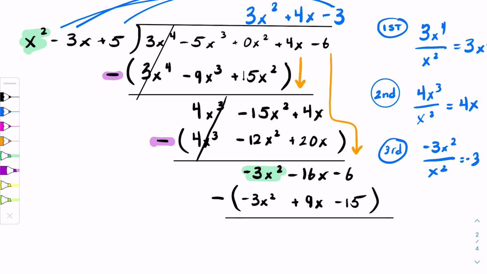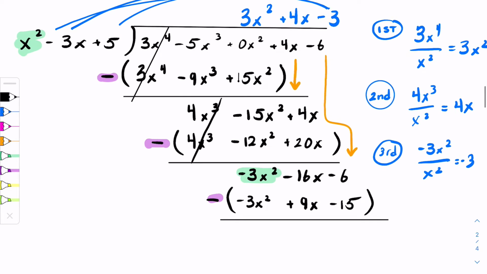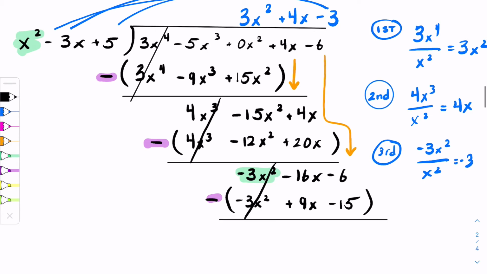When you subtract these terms, your first terms will be 0. Sorry, negative 3x squared minus negative 3x squared is 0. Negative 16x minus 9x is negative 25x. And negative 6 minus negative 15 is adding, and your solution is 9.